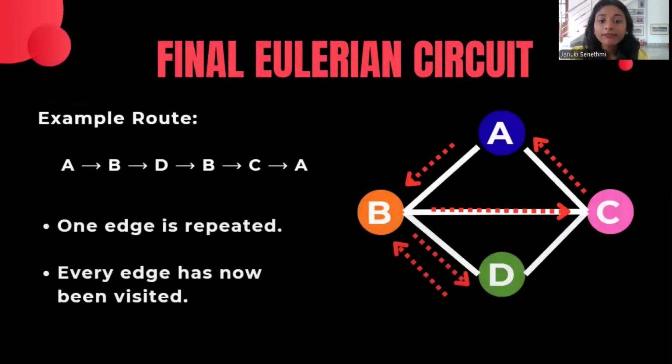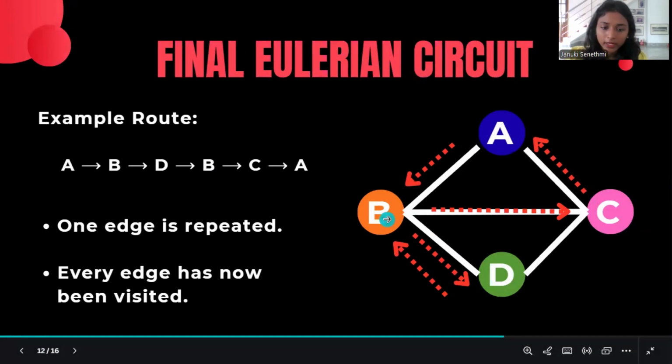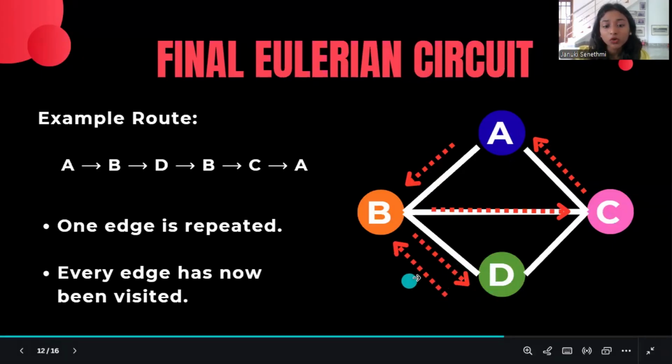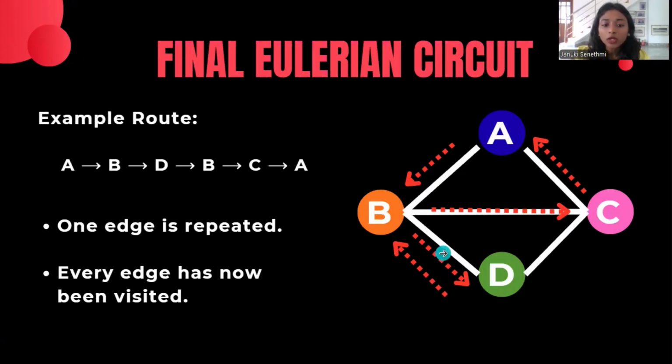Now that every vertex has an even degree, we can find an Eulerian circuit. One possible route is A to B, B to D, D back to B, B to C, and finally C back to A. Notice that one edge was repeated. Even though we repeated a road, every edge has now been covered, and the route returns to the starting point, which is A. This is exactly what the Chinese Postman algorithm is designed to achieve.